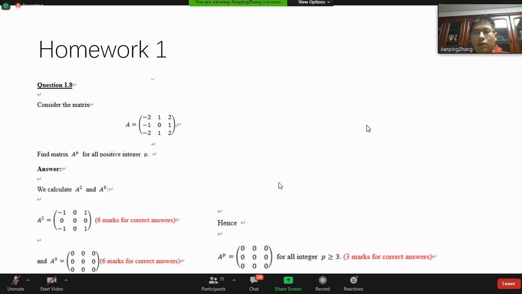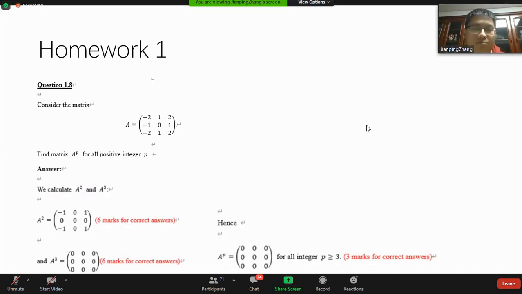Okay, yes. Actually, for this question, we don't know some strategy to solve A to the power of p matrix. So we just write down A to the power of 1, 2, 3, and we try to find some recursion between them. First we write down A square, and then A cube. And we found that A cube is actually a zero matrix.